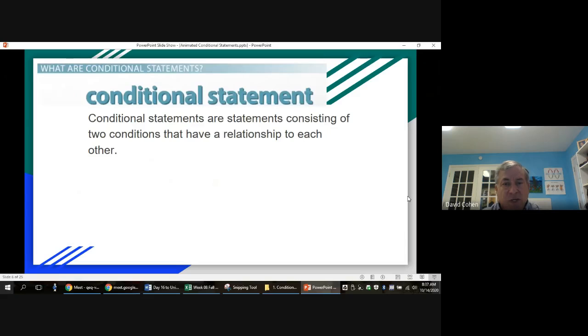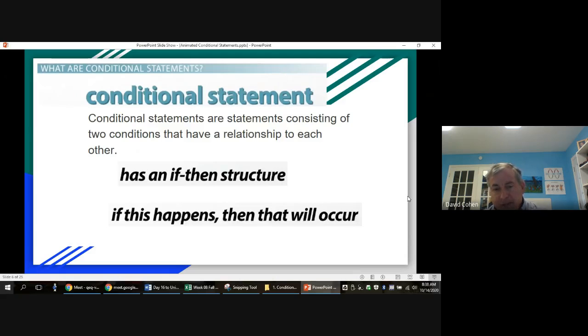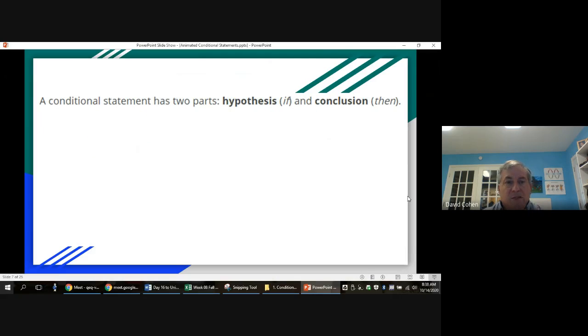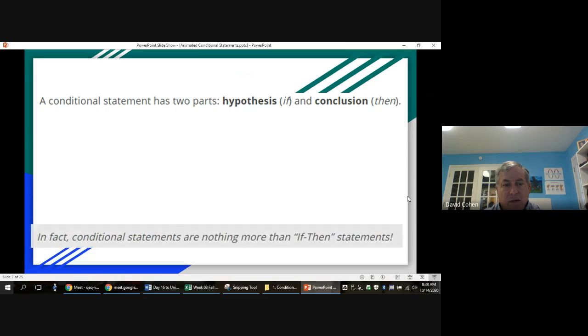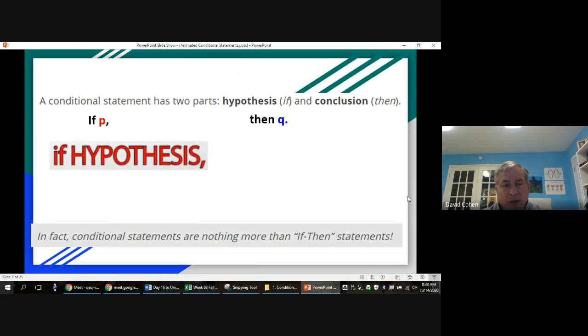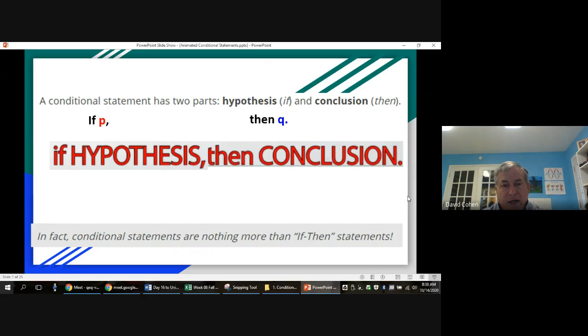So a conditional statement consists of two conditions that have a relationship to one another. It has an if-then structure, like if this happens, then that will occur. The conditional statement has two parts called a hypothesis, the if, and a conclusion, the then. Conditional statements are nothing more than if-then statements. We'll sometimes use letters. P is the hypothesis, the if, and Q is the conclusion, or the then. So if hypothesis, then conclusion.